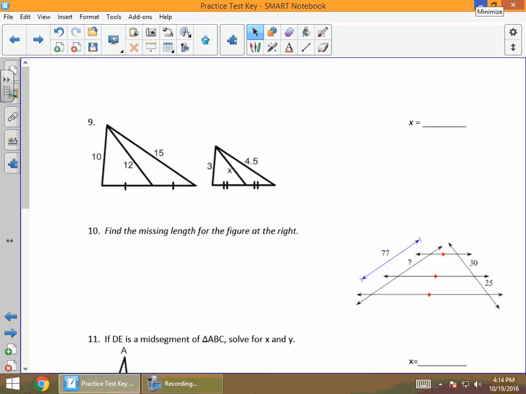Here we are with Mr. Lamb again. This is page 3 of the Unit 3 test review.